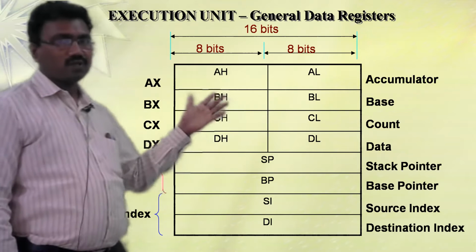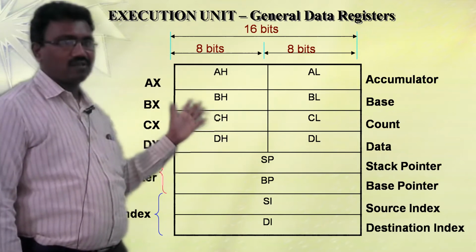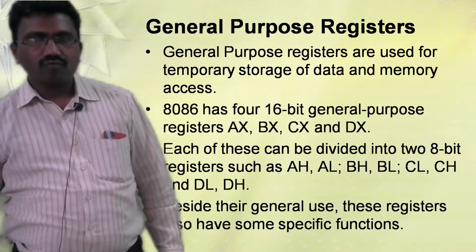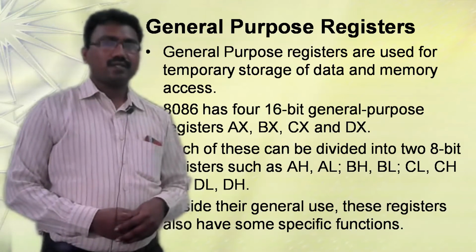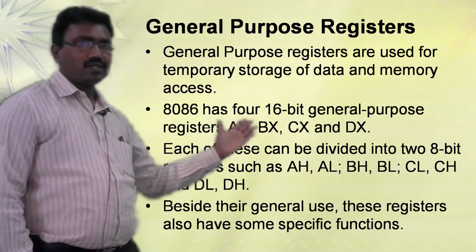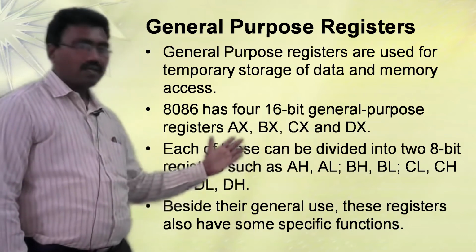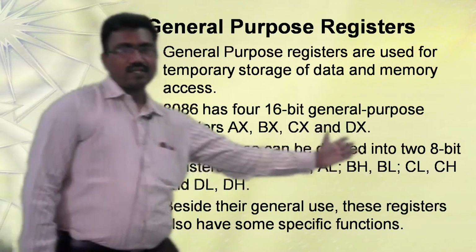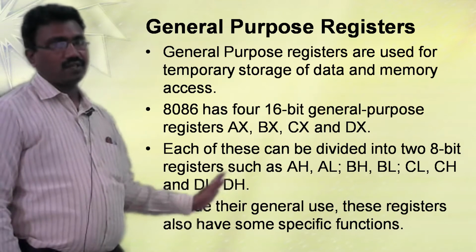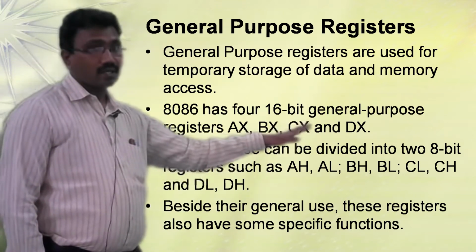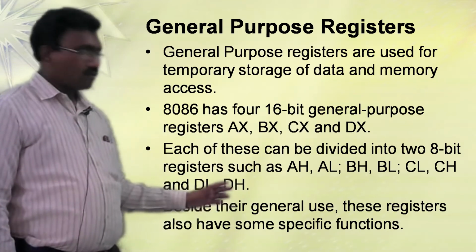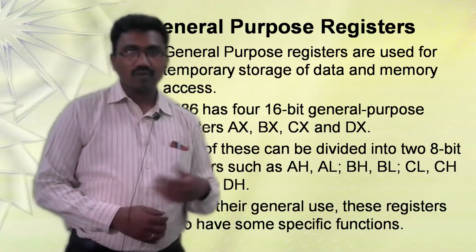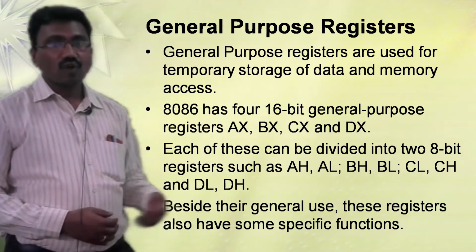The ALU will take the inputs from these registers and send the output to one of these registers. Now we'll see the specific functions of general purpose registers. For the 16-bit registers AX, BX, CX, DX, each is divided into two 8-bit registers: AX is AL, AH; BX is BL, BH; CX is CL, CH; and DX is DL, DH. Besides their general use, these registers also have some specific functions.